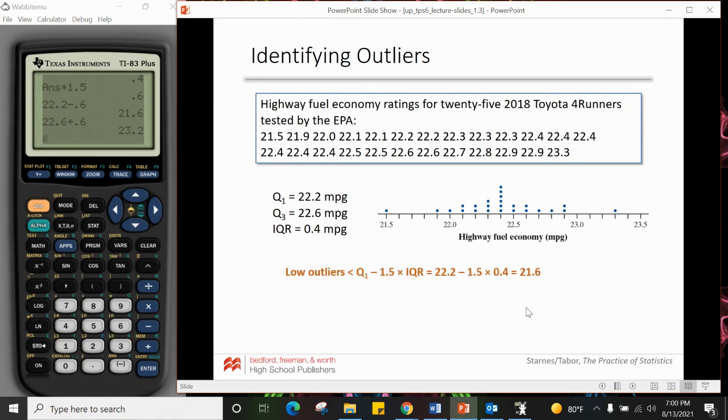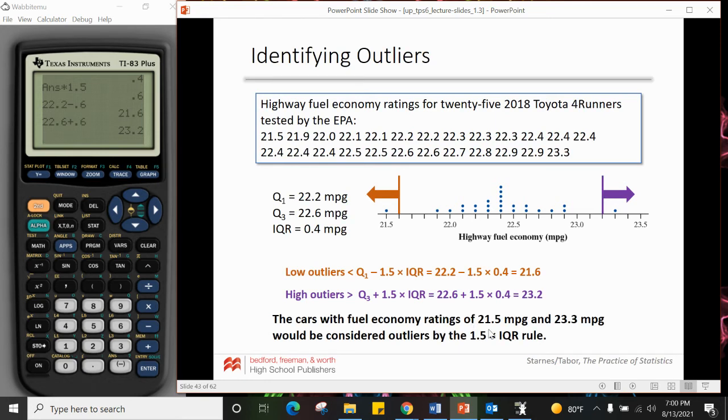All right. So these are the calculations I just showed on the calculator. Lower outliers are less than Q1 minus 1.5 times IQR, and high outliers are greater than Q3 plus 1.5 times IQR. So those two are outliers.